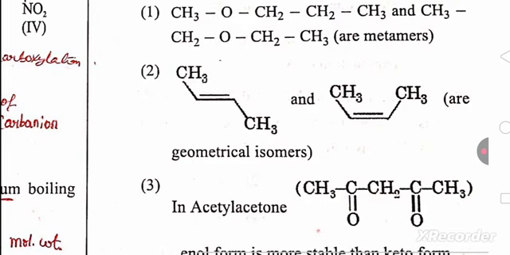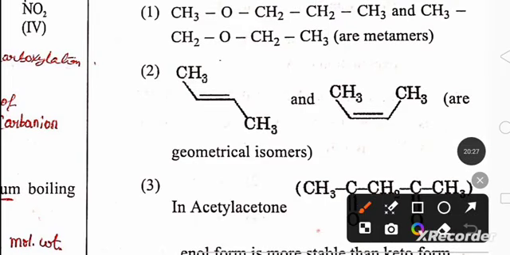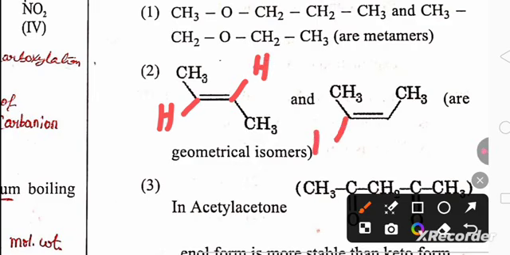In the second option, they have given geometric isomers. One is trans, one is cis. So they are geometric isomers. This is also a correct one.